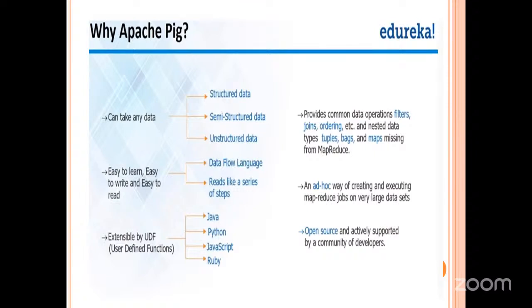What are the types of data? Types of data, simple, I'm asking you. What do you mean by types of data? Structured data, semi-structured, and unstructured data. So Pig can take any type of data, that is structured, semi-structured, or unstructured data.